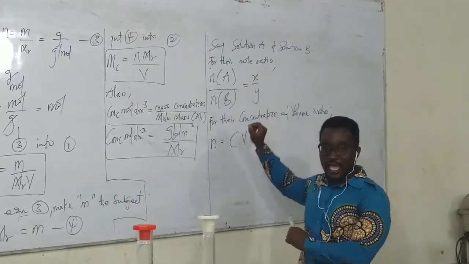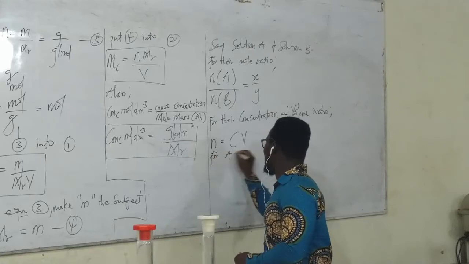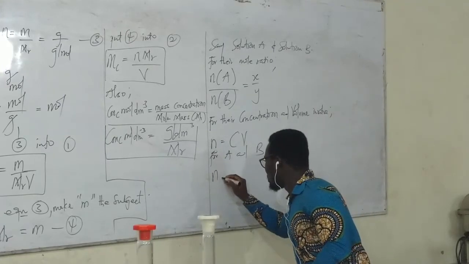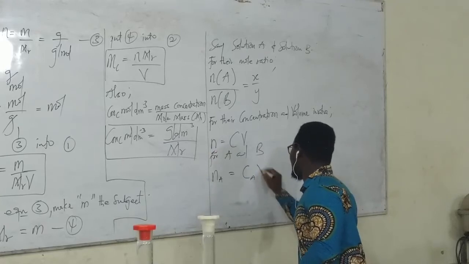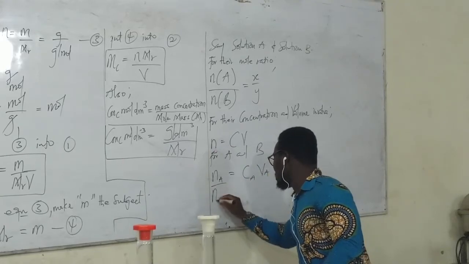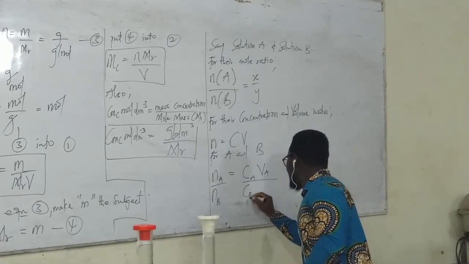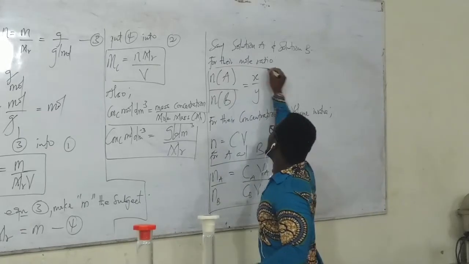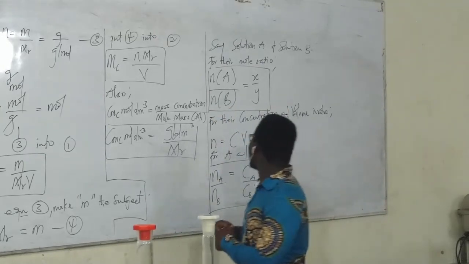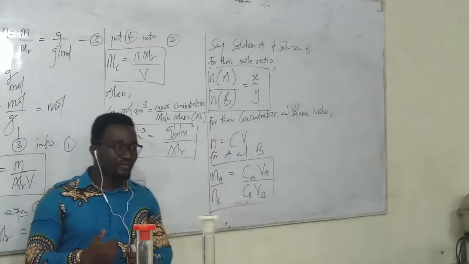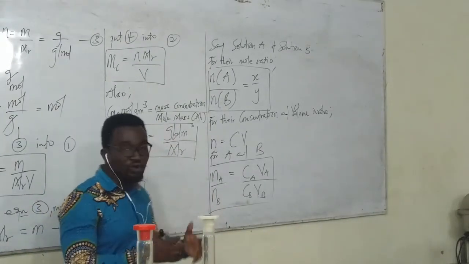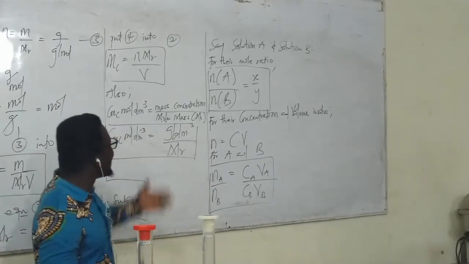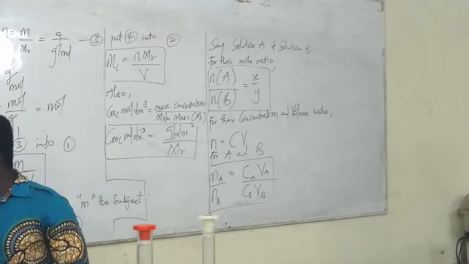Therefore, let's link to solution A and then solution B. So for A and B, what do we have? We have moles of A is equal to concentration of A times volume of A, and then moles of B is equal to concentration of B times volume of B. So technically, that is how we have resolved for their concentration and volume involved. That is the formula that you can use. Any of these formulas can be used for the various analyses.